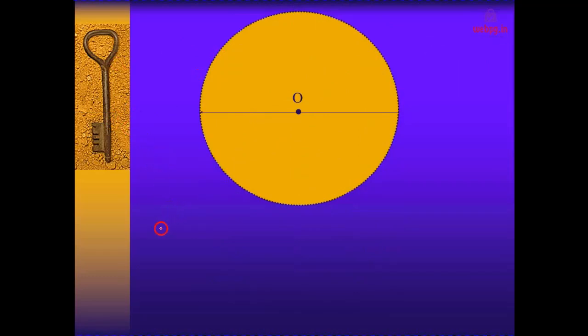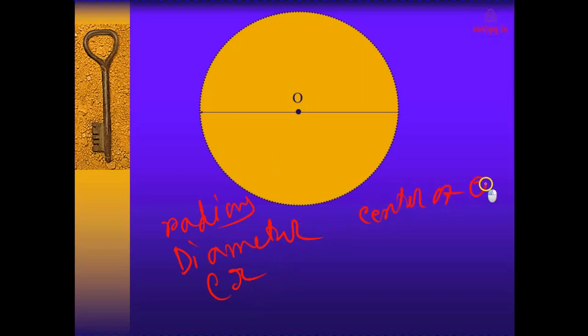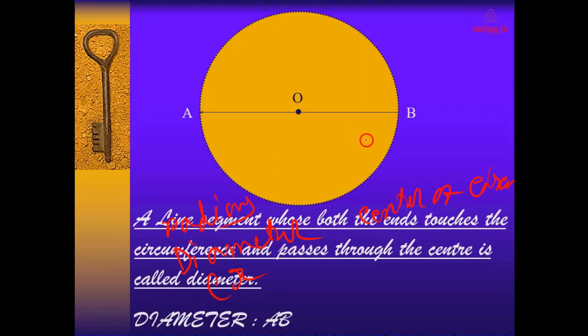First we learn about the radius, then the diameter, then the circumference, right? CR we can say, and then the center of the circle, right? Now let's give some brief definitions of them.